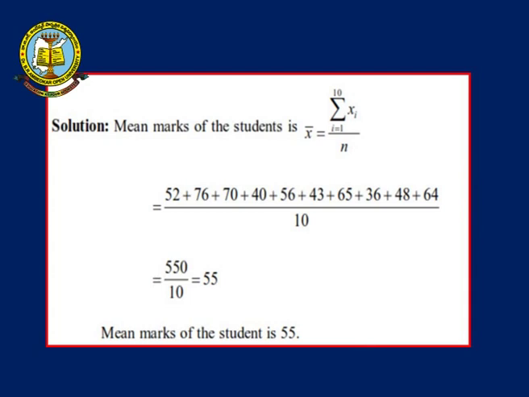Now have you observed this? Here we are getting one single representative value. Therefore, the mean mark of the 10 students is 55. So what is the use of this single value? Using the single value, we can simply compare how many students are below that average and how many students are above that mark. That is the use of a single representative value.